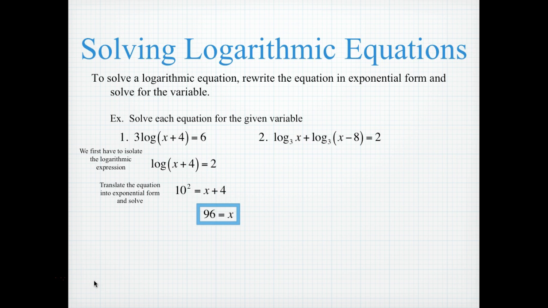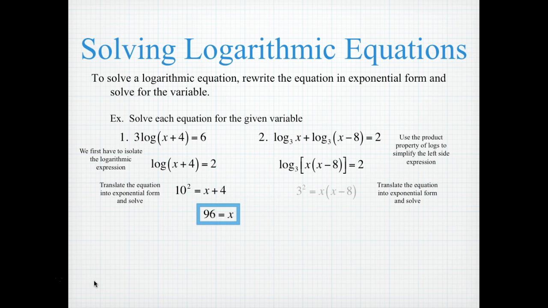In the next example, we have log base 3 of x plus log base 3 of the quantity of x minus 8 is equal to 2. So we're going to use the product property of logs to condense and simplify the left side of this expression. When we condense it into a single log using the product property, we get log base 3 of x times the quantity of x minus 8 is equal to 2. Now we're ready to translate into exponential form, which gives us 3 to the second power is equal to x times the quantity of x minus 8.